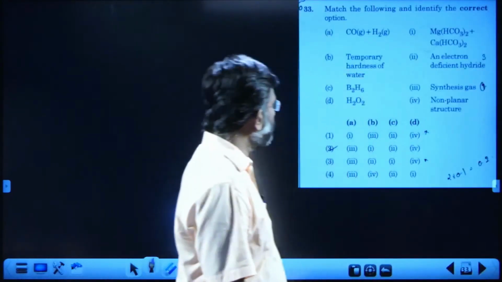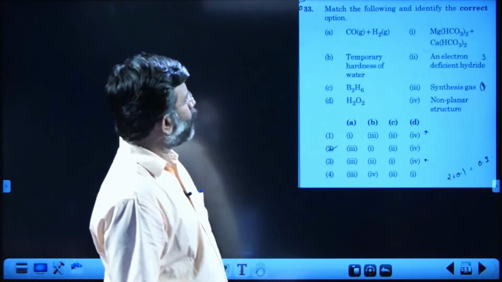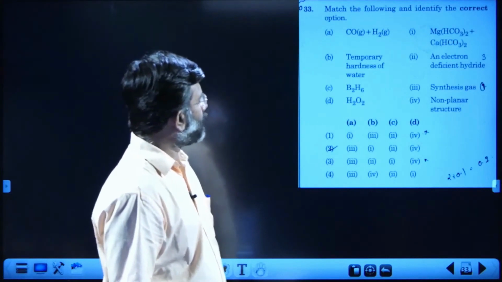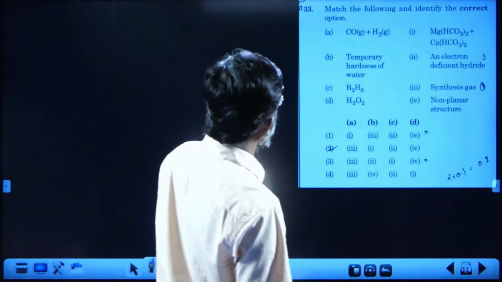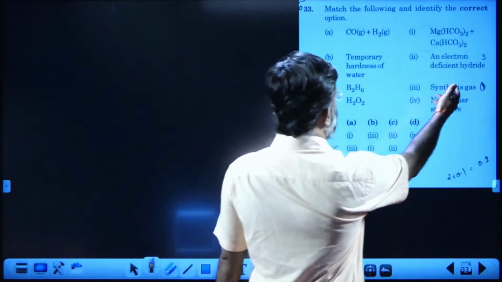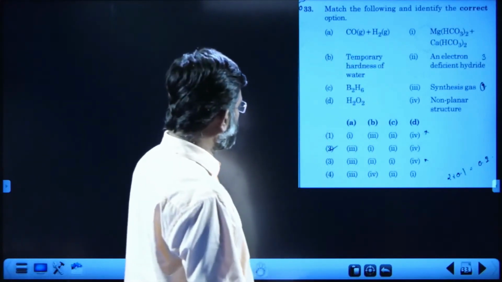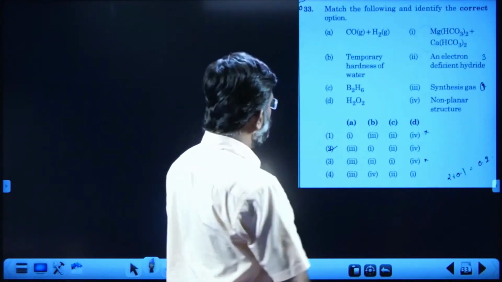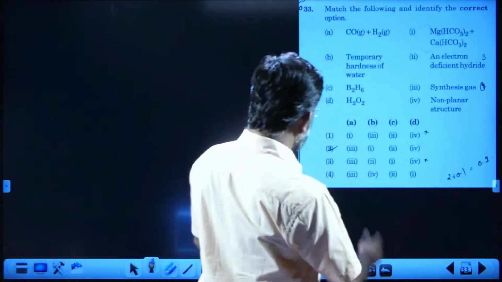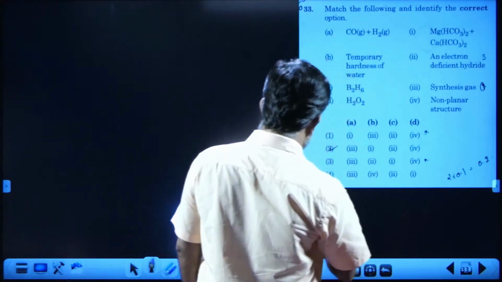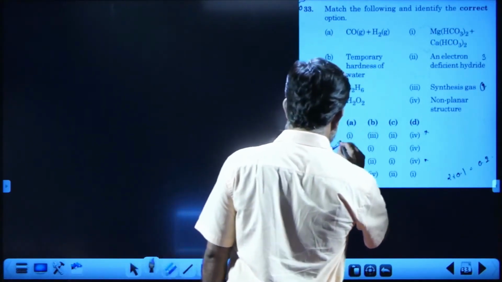Question number 33. Match the following and identify the correct option. CO plus H2, you know, is the so-called water gas, synthesis gas or syn gas. A with 3. Now, temporary hardness of water, B with 1. With A with 3 and B with 1, you have only one choice, the second choice. That is the correct answer.